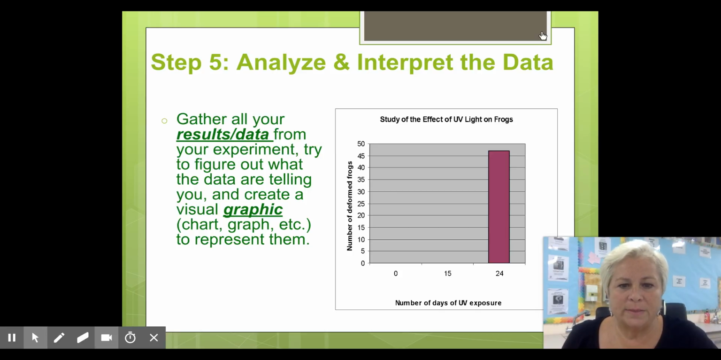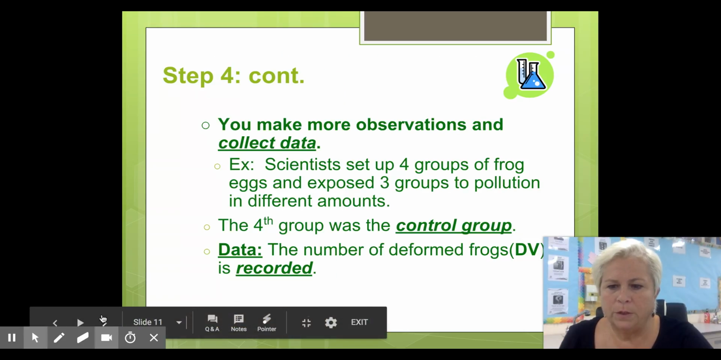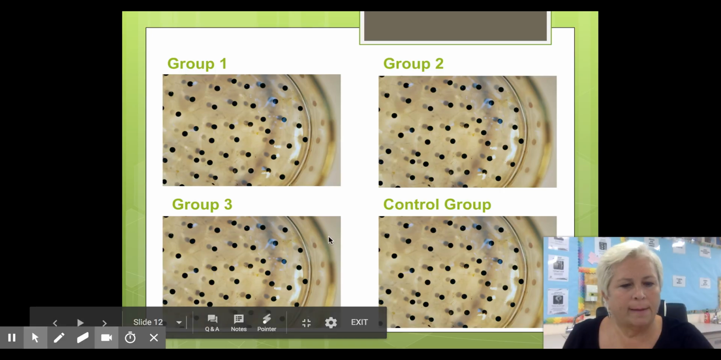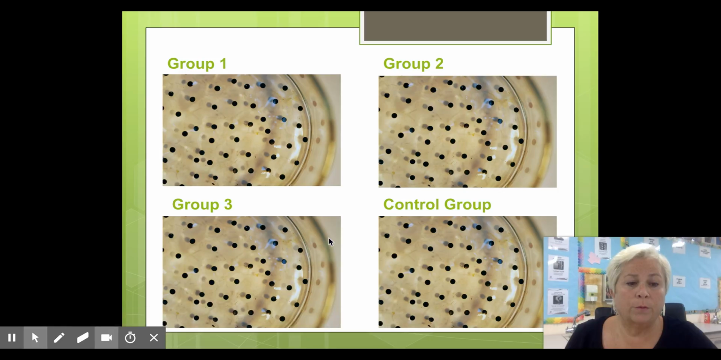We're going to start with step 5 in the scientific method. Last time, let's go back so you can remember what we did. We were talking about the different test groups, and we had 4 groups. 3 of them are test groups that were exposed to different amounts of pollution in the water where they were developing. Group 1 had some pollution in its water. Group 2 frog eggs had a little bit more pollution in their water, and group 3 had even more water pollution where they were growing.